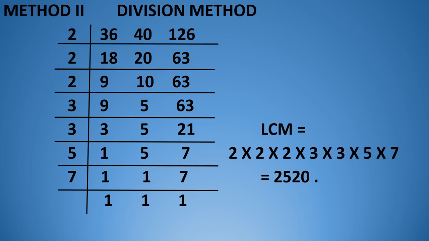Now see, still it is possible to divide 10 by 2. So again I am taking 2 only. Write down 9 as it is. Divide 10 by 2. 2 5s are 10.